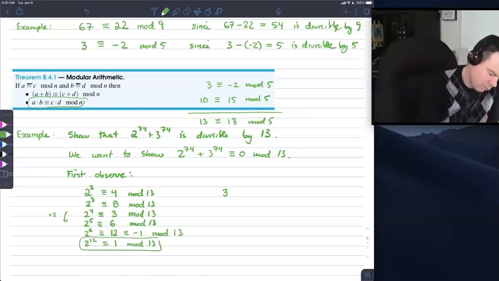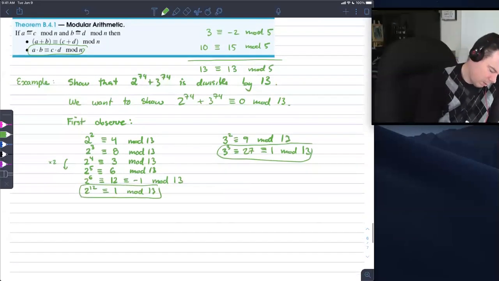I can do the same thing for the 3. 3 squared is 9. 3 cubed is 27. Oh, but that's 1 mod 13. That's another one to keep in mind.